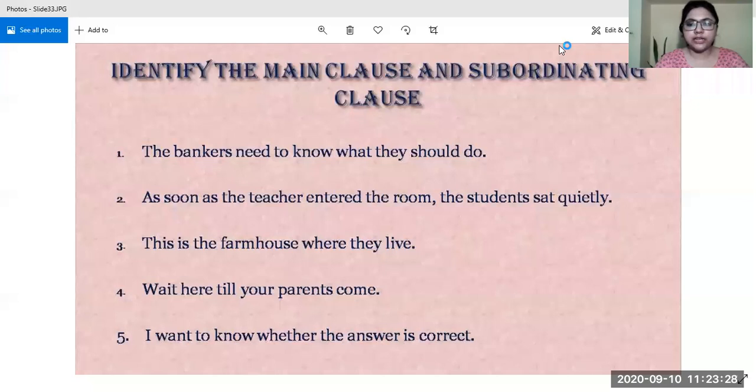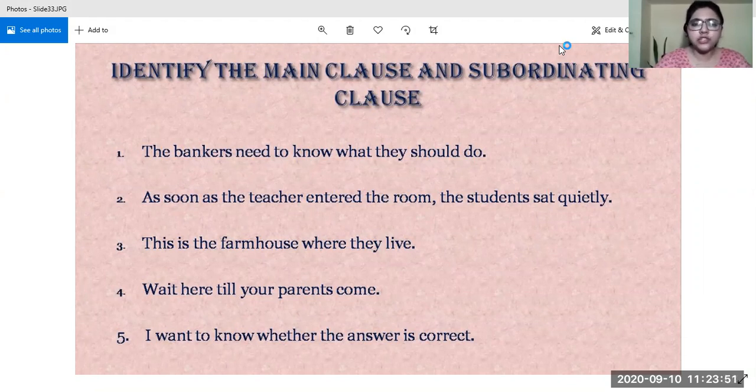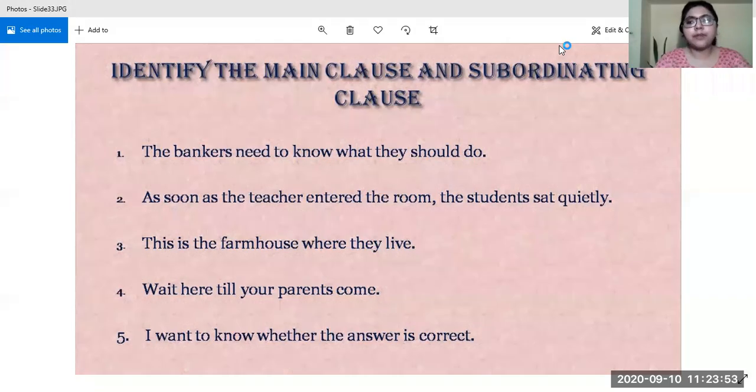Very good. Absolutely correct. Excellent answer. Second, as soon as the teacher entered the room, the students sat quietly. Yes, Divyanshi? Ma'am, as soon as the teacher entered the room, subordinate, the students sat quietly, main clause. Very good. As soon as the teacher entered the room is a subordinate clause because it is starting with a subordinating conjunction, as soon as, while the second part of the sentence, that is the students sat quietly, is the main clause because it can stand alone.